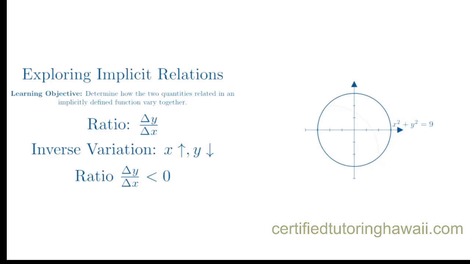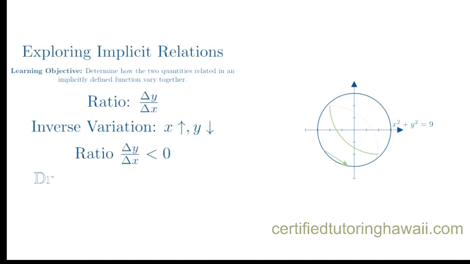So, a negative ratio tells us the variables are varying inversely. Now let's look at the third quadrant. Here, as x decreases, moving from negative 3 towards 0, what does y do? It also decreases, moving from 0 towards negative 3. In this case, x and y are changing in the same direction.